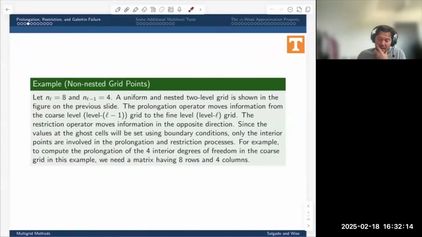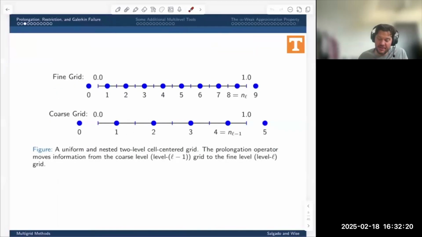All right, so this is basically saying exactly that. We have a grid which looks like this, with 4 degrees of freedom on the coarse grid and 8 degrees of freedom on the fine grid, and by the way, this is my physical domain. In this case, we're in one-dimensional space, and so our domain, we said, was 0 to 1. So this is just 2 different grid representations of the same domain.